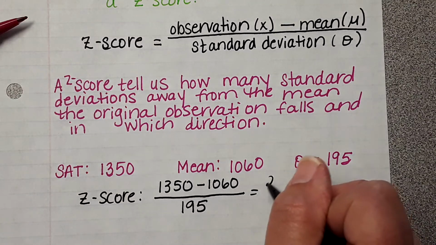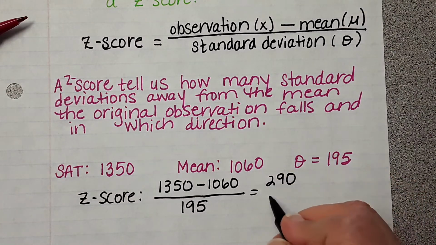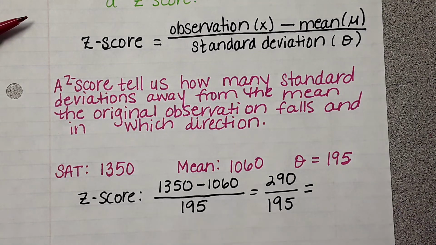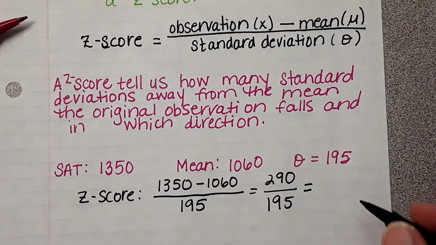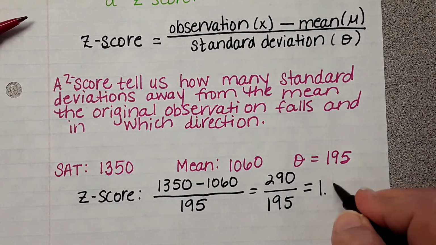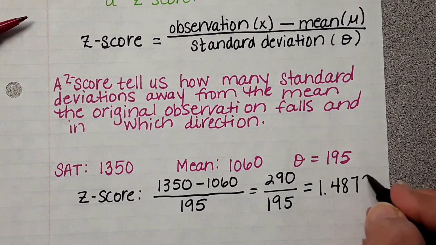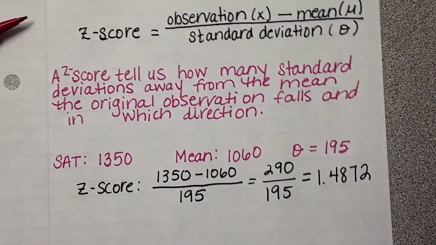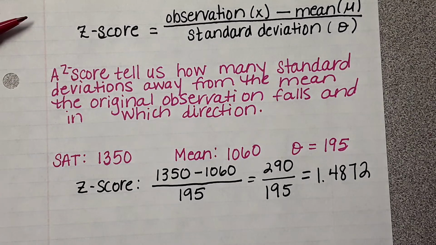So they will give you points if you showed it right. You don't have to show this part. You do not have to show 290 over 195. I'm showing you that just to remind you that you need to do the top. And then we're going to go out 4 decimal places. 1.4872. That's your z-score. You can use your z-score to look up your percentile, okay? So we're going to talk about percentiles.